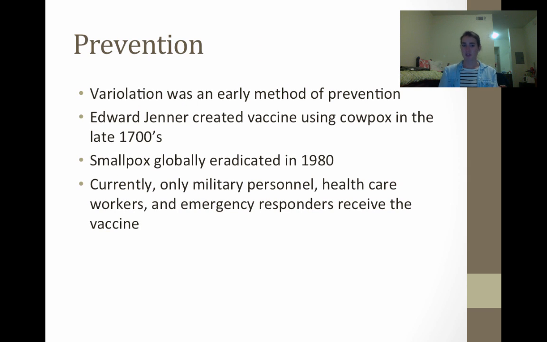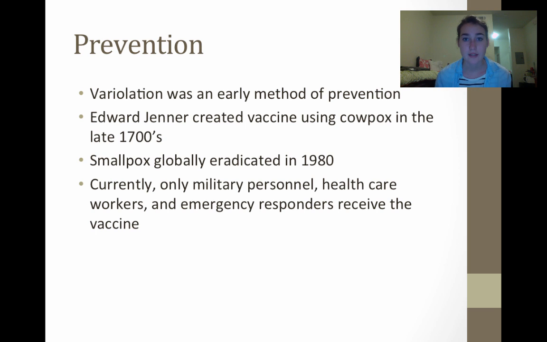As far as prevention goes, we know of variolation, which was an early method of literally taking pus or scabs from an already infected person and infecting yourself with it, hoping to get more minor symptoms and gain immunity to the disease. But after Edward Jenner came up with the vaccine, that became a lot more popular.